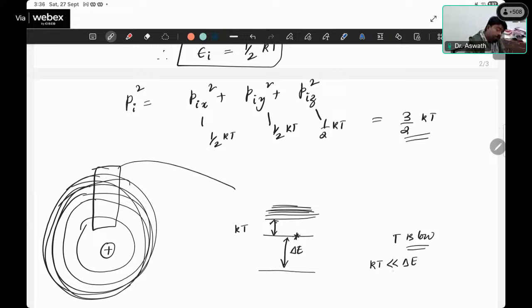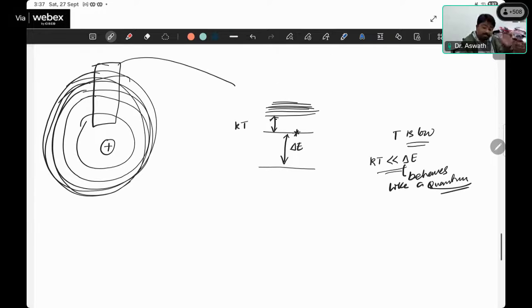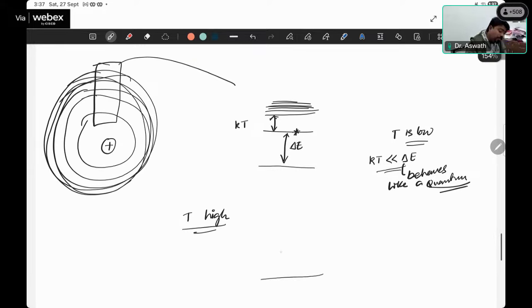So the system behaves like a quantum system. That is where we see qubits, and that is the most important thing: having a very low temperature. Let's say if T is high, in that case, what happens? The electron is pushed to the higher levels.